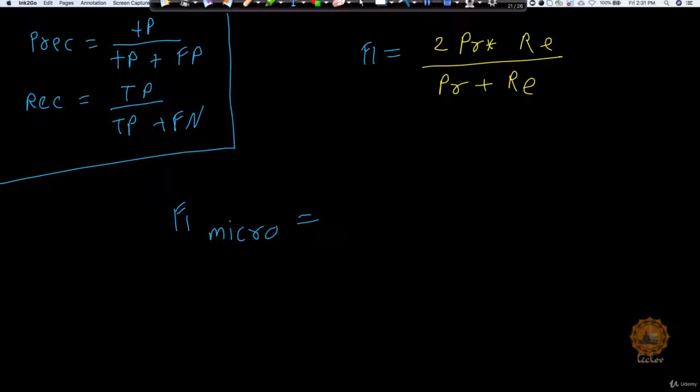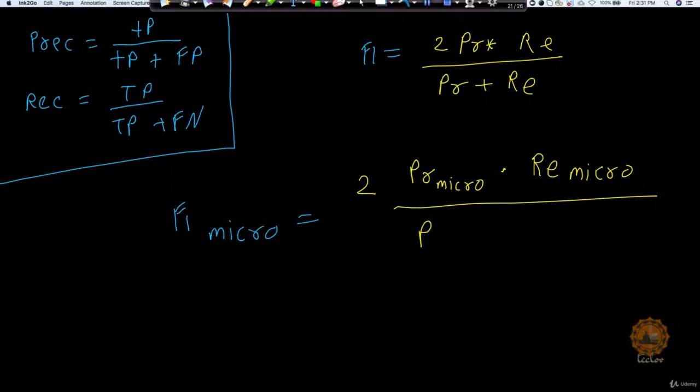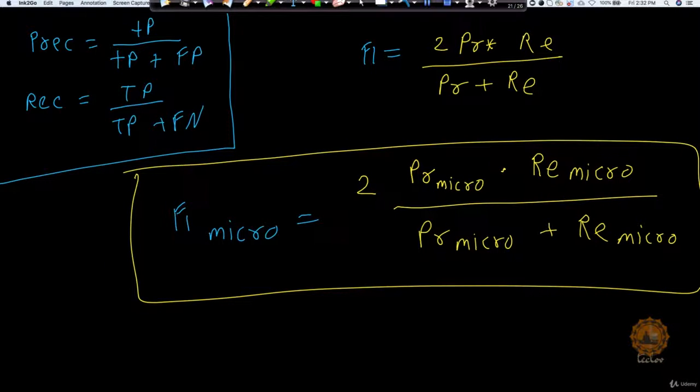So if I have to calculate F1 micro, I would use the same thing, 2, but this time times precision micro, which is coming from micro. I will explain the formula for precision micro, but before that I want to tell you how this F1 micro is going to be a little different. Then recall micro, which is also calculated in a different way, divided by precision micro plus recall micro. This is going to be the formula for F1 micro. But now the question is how to get this precision micro and recall micro.